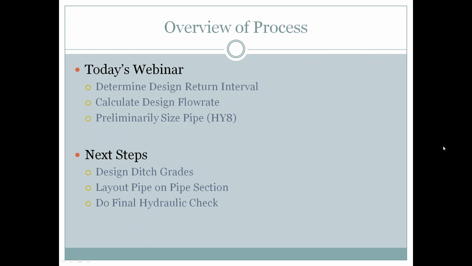And then once you get everything in there the way you want it, you've already done the preliminary sizing, so you're relatively confident that the pipes can work. But then you can go back to HY8 and put in your final values and do a final hydraulic check, and then use that for your drainage folder documentation. So we'll start off with determining the design return interval, and that's in the drainage manual on DR 402.